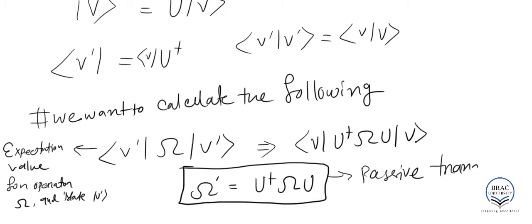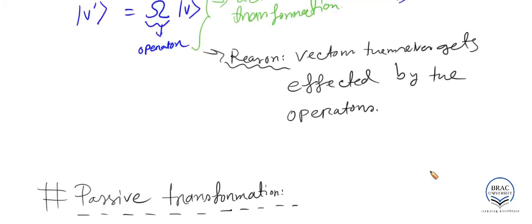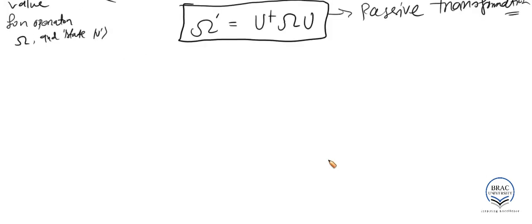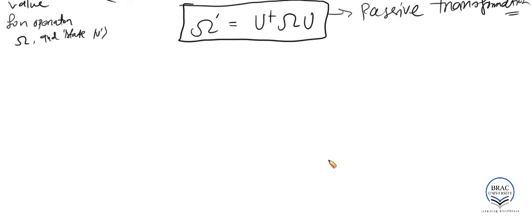Now you might be confused about why we are doing this at all, right? It will turn out that both of these active and passive transformations will give you the same physics. That is, it will give you the same invariant physical information about a system. So let's try to see that from a different perspective.